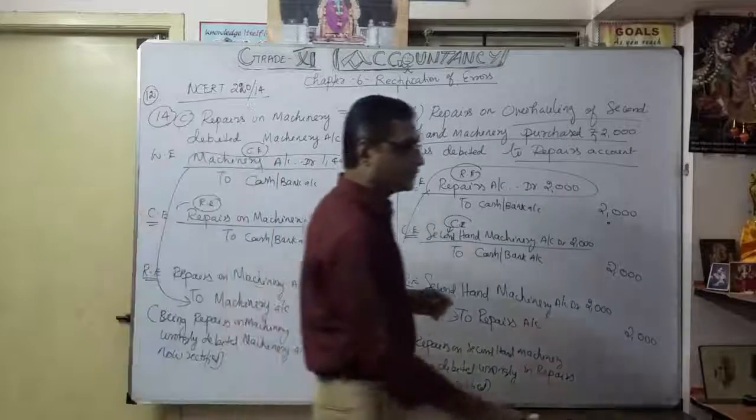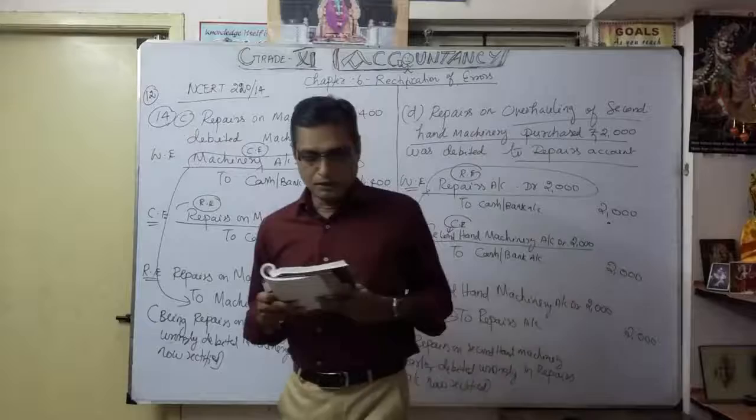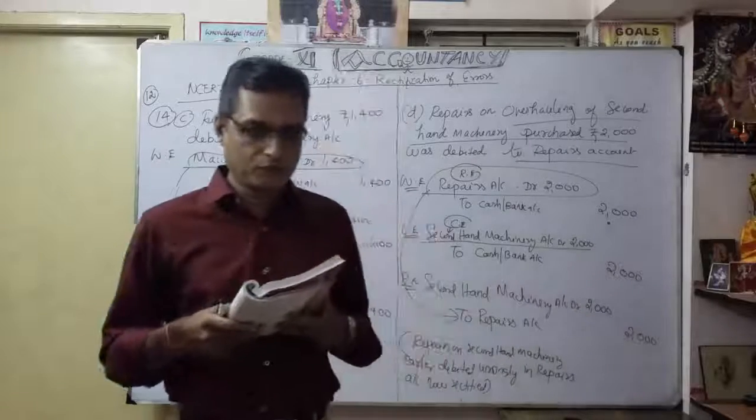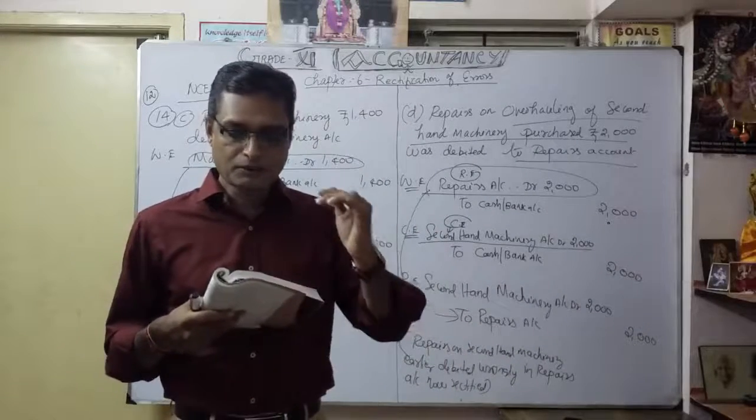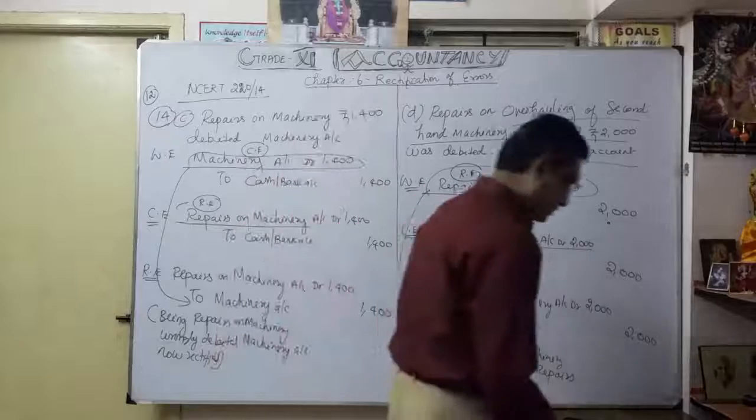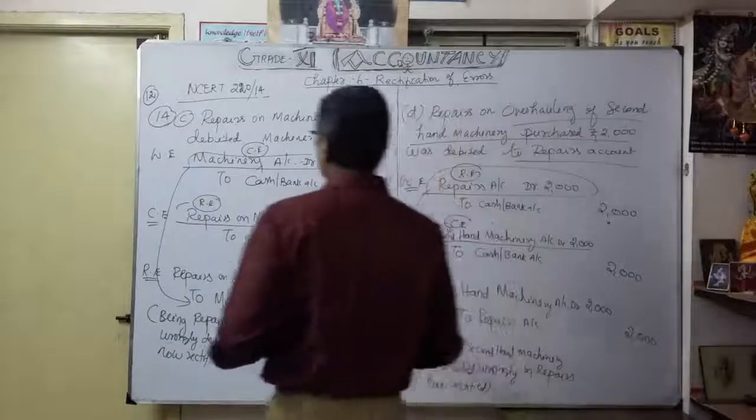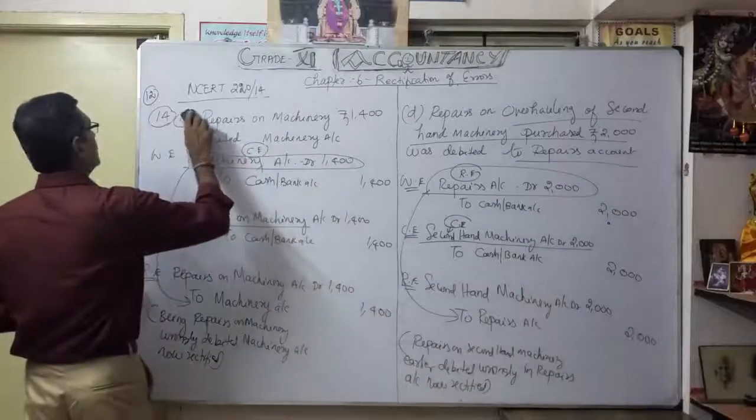Now finally we are going to see the final one. Sale of old machinery of book value 3000 was credited to sales account. So this is a very, very interesting one. Okay. So we will do this finally.